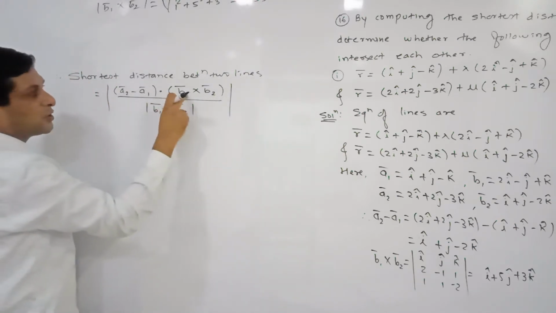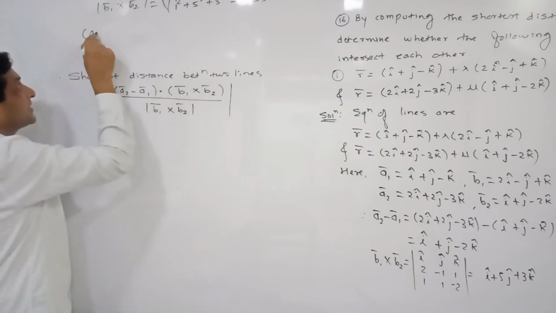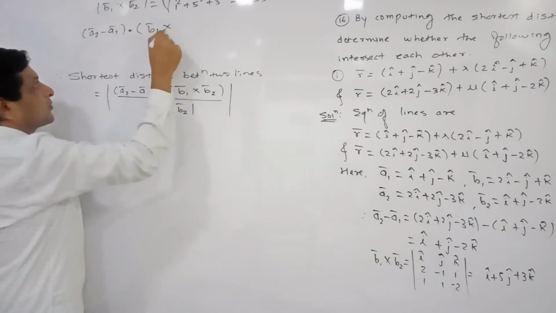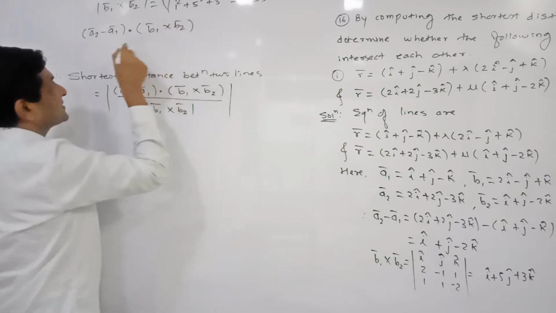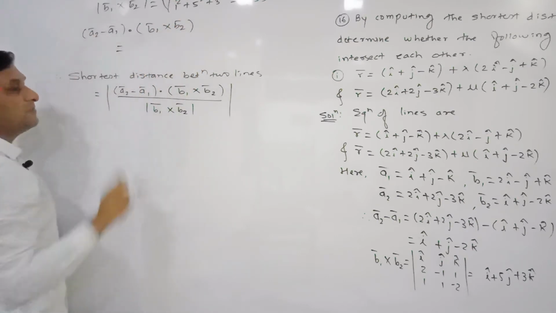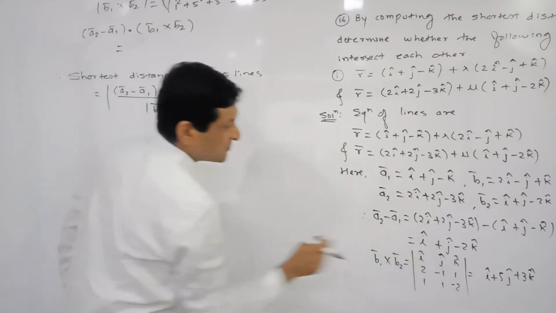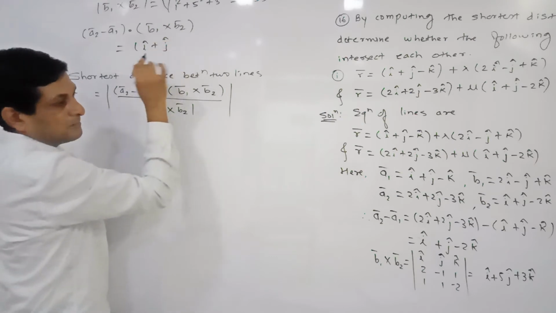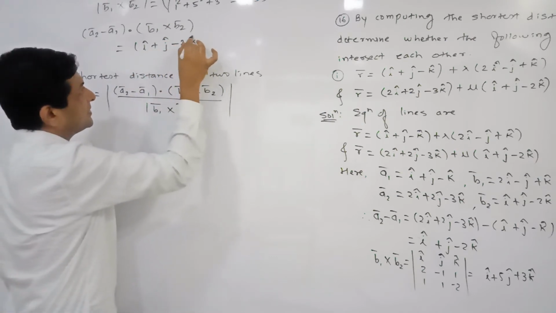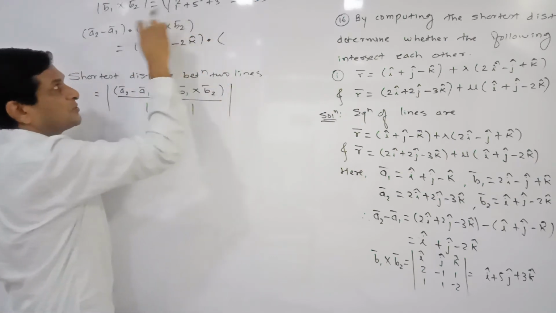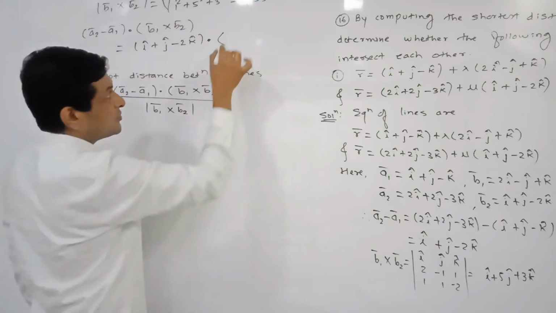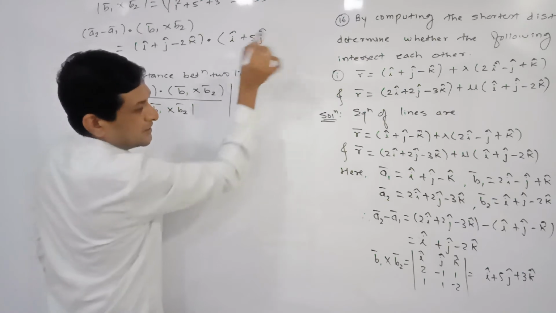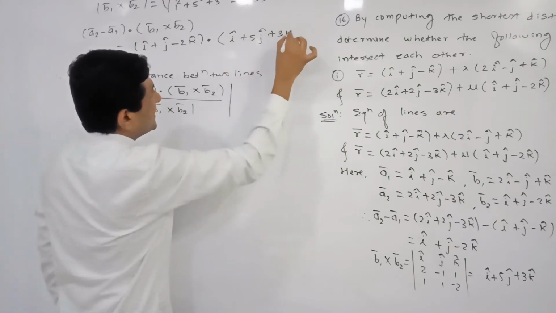Now we are finding the dot product of these two vectors. Which two vectors? a2 bar minus a1 bar and b1 bar cross b2 bar. So which is equal to, first substitute the value of a2 bar minus a1 bar. What is its value? I cap plus j cap minus 2k cap. Dot, keep it as it is. Now substitute the value of the cross product. What is the value of the cross product? I cap plus 5j cap plus 3k cap.